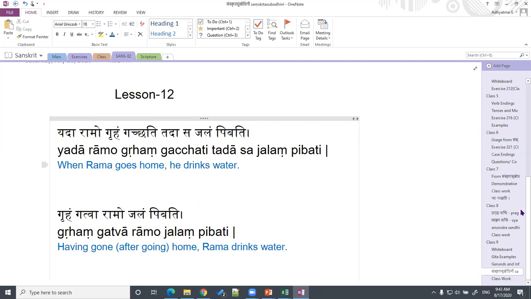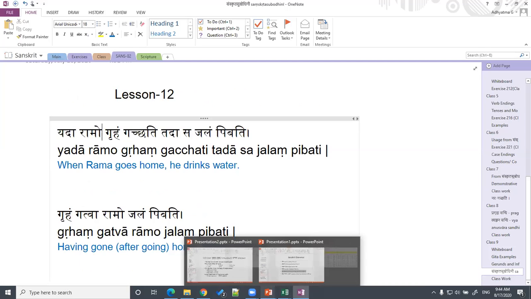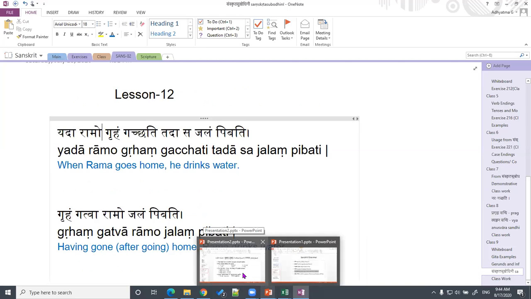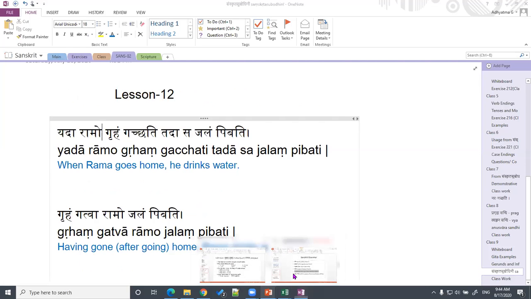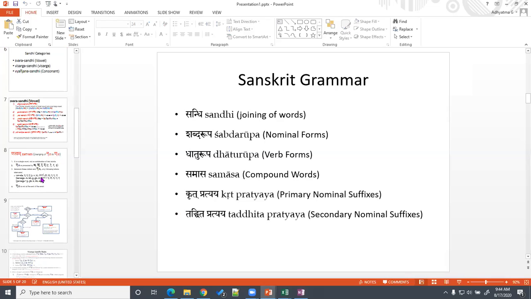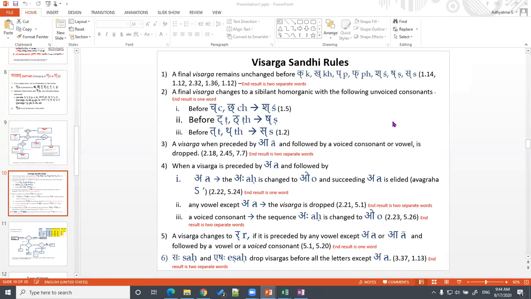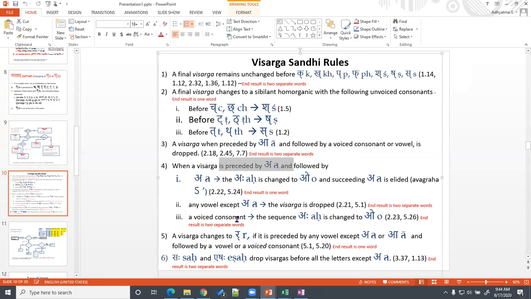There is a question, would you please explain how Ramaha becomes Ramo? Okay, I'll explain to you, but I'm not sure if you have been doing any exercises, because this is something extremely basic. If you have been doing the exercises, you might have come across this at least 100 times by now. So this is the Visarga Sandhi rule. This is a rule we studied long ago, that aha changes to O when the Visarga is preceded by Akara and followed by a voiced consonant. The sequence aha changes to O, and the result is two separate words.